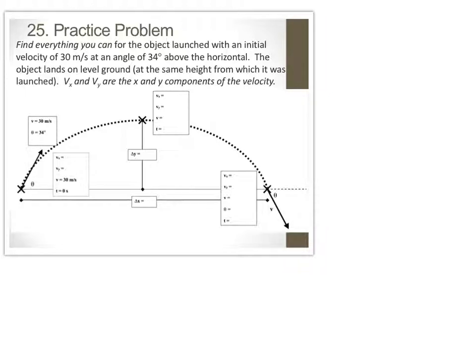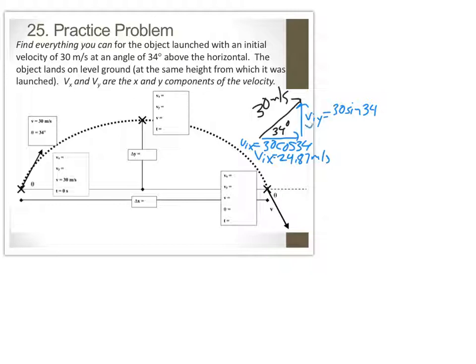So the first thing I'm going to do is go ahead and break that into x and y components. So that x component there is going to be 30 cosine of 34, and that ends up representing Vix because it's the x component of the initial velocity. The other component, Viy, is going to be 30 sine of 34. So that x component comes out to 24.87 meters per second, and my y component is going to come out to 16.78 meters per second.